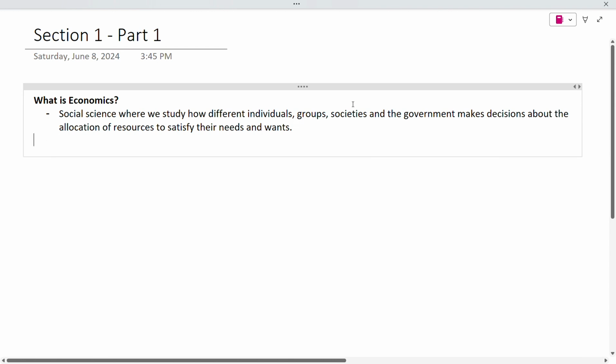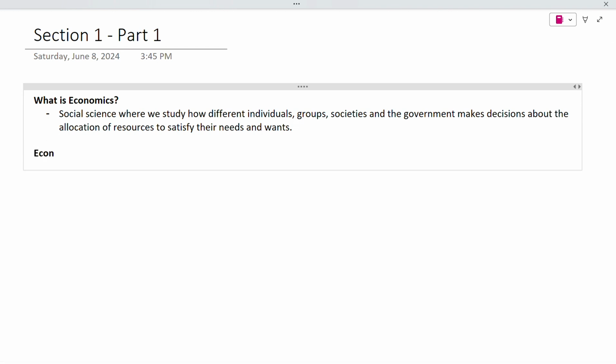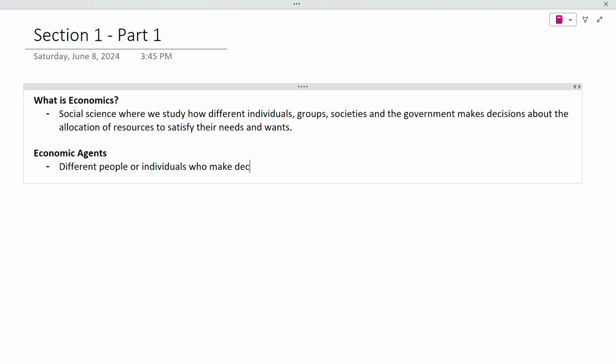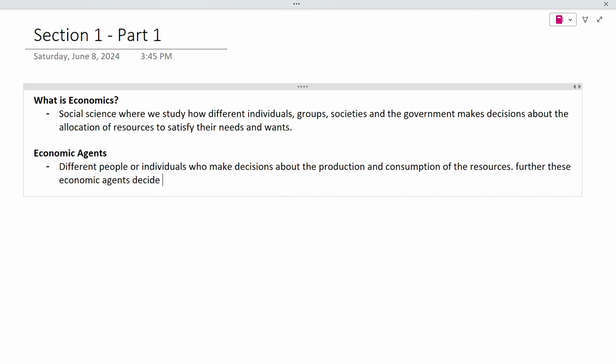So when we talk about economics, we need to understand who economic agents are, right? So economic agents are different people or individuals who make decisions about the production and consumption of the resources. Further, these economic agents decide how the resources are distributed among the society. So that is who economic agents are.